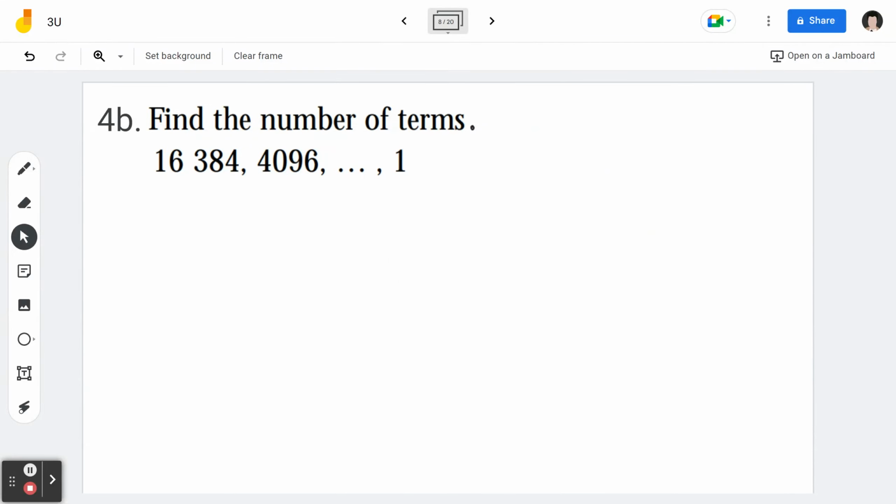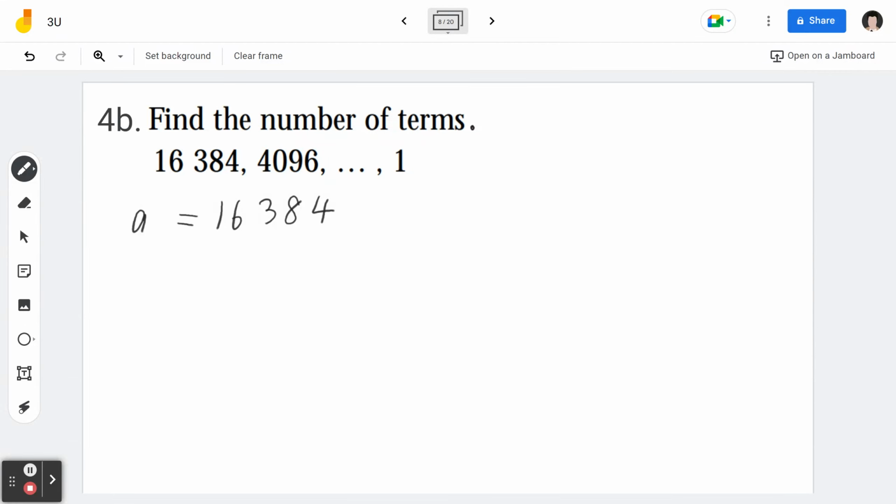Example 4b, find the number of terms. Again, we're given 16,384, 4,096, and all of a sudden it becomes 1. So the question becomes, what kind of sequence are we looking at? So you go back to the beginning. Again, by inspection, the first number, a or T1, is going to be 16,384. And now you want to figure out, do I multiply? Do I add? Now, this one's a little bit tricky because of the way it's given.